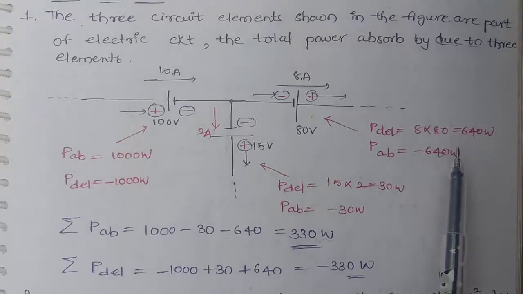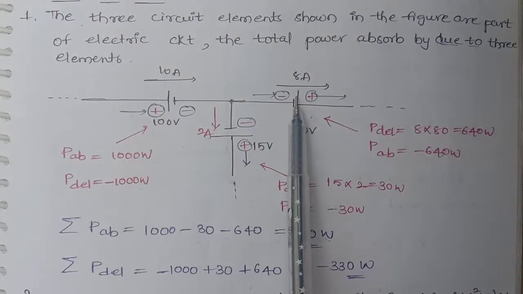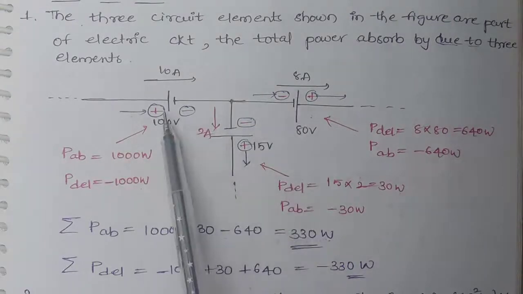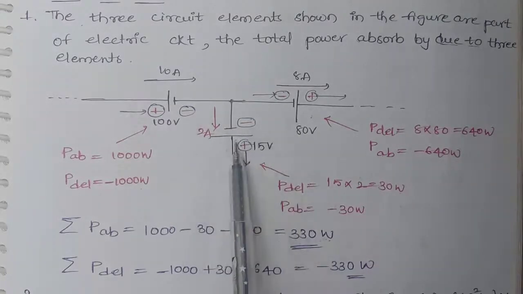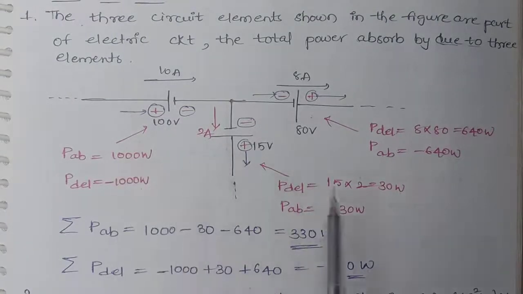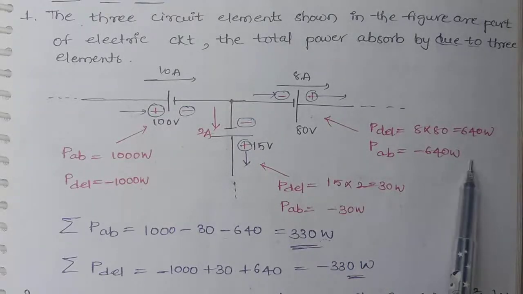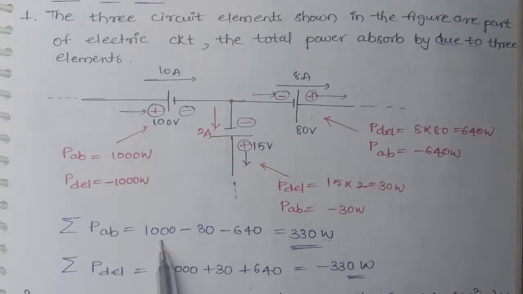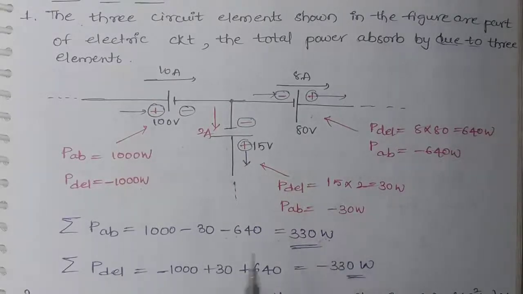We need to find the total power absorbed by these three elements, so we add the absorbed powers of each individual element. The absorbed power of this element is 1000 watts, of this element is minus 30 watts, and of this element is minus 640 watts. The summation is 1000 watts minus 30 watts minus 640 watts, that is 330 watts. This is the total absorbed power by these three elements. This is our required answer.